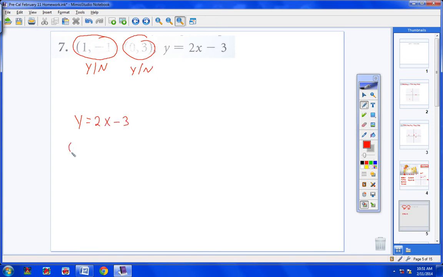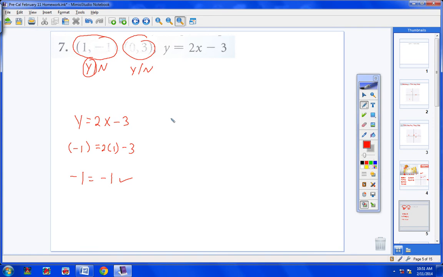Where the y is, I will substitute a -1. And where the x is, I will substitute a 1. Let's see if we get a true statement. -1 equals, not sure why I put 2 equal signs, there we go. -1 equals -1. So this would be a yes, it checked. Okay, 2 times 1 is 2, minus 3 is a -1.